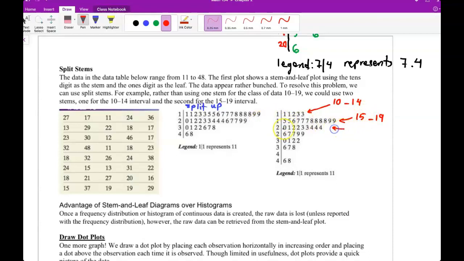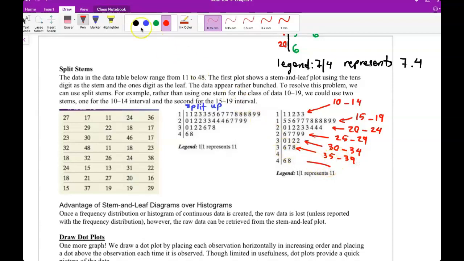Okay, the next one is, here is 2, and we have 2. And after 19.9999, we have 20, up to 24. So 2 and 4, we have 24. What is the next one? 25 up to 29. This is 30 up to 34. That is 35 up to 39.